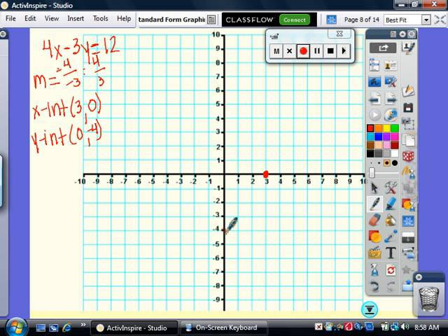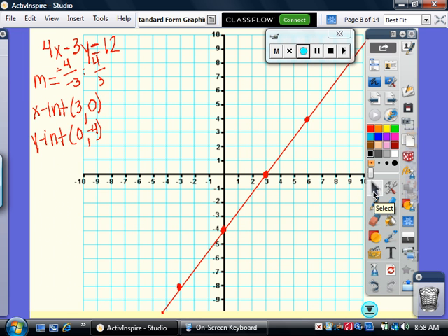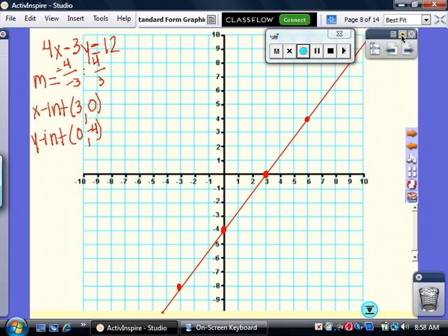Here's 3. Here's -4. All right, go up 4 and to the right 3. And then I'm going to go down here, 1, 2, 3, 4, and to the left, 1, 2, 3. Make that line extend across the coordinate plane. What do you think about that? Are we better?